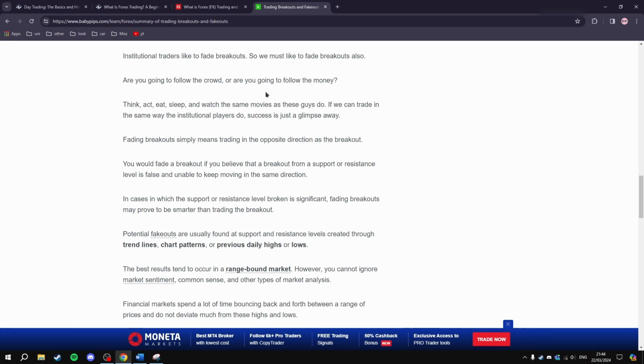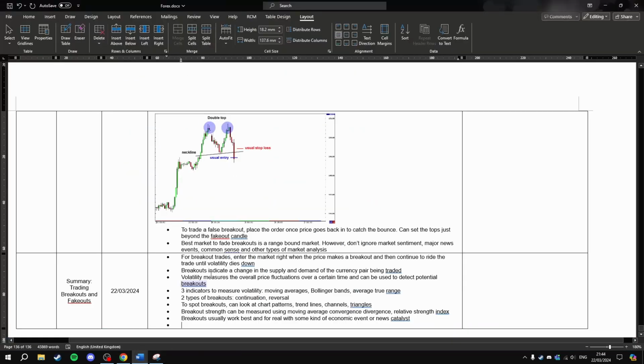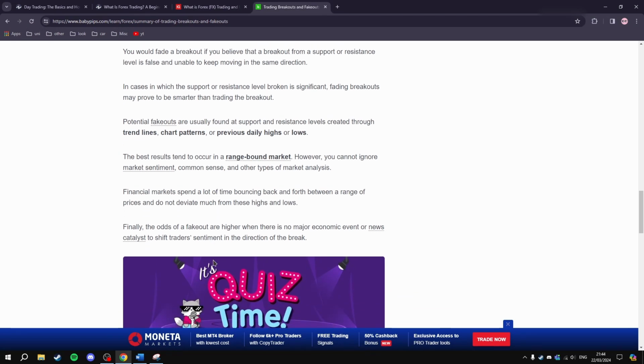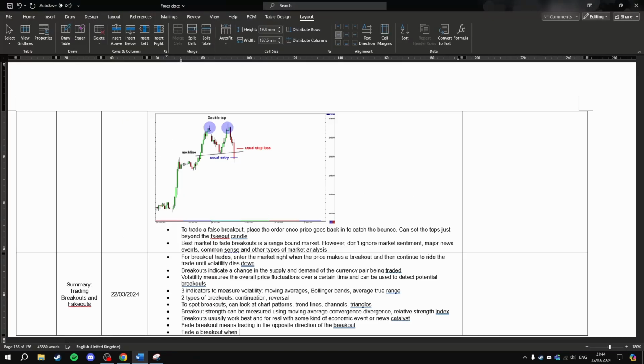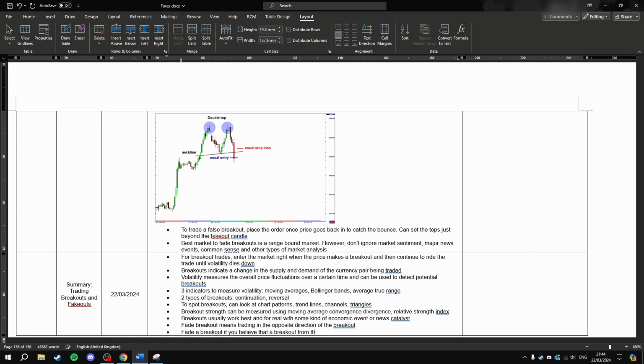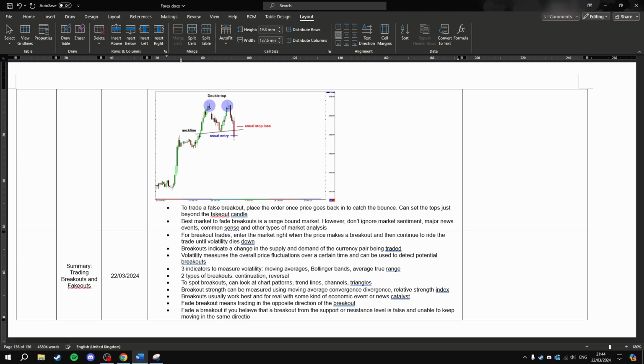A fading breakout simply means trading in the opposite direction of the breakout. You would fade a breakout if you believe that a breakout from a support or resistance level is false and unable to keep moving in the same direction.